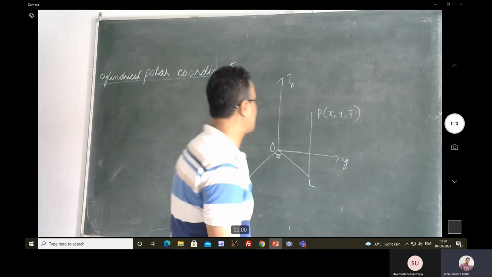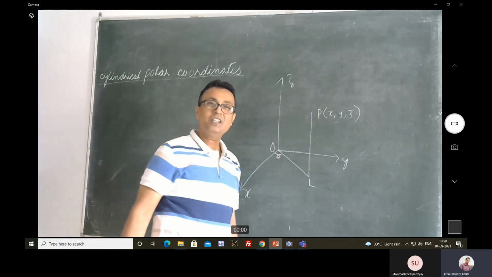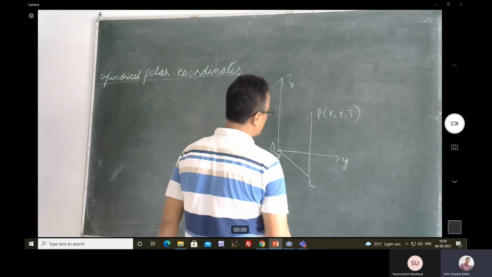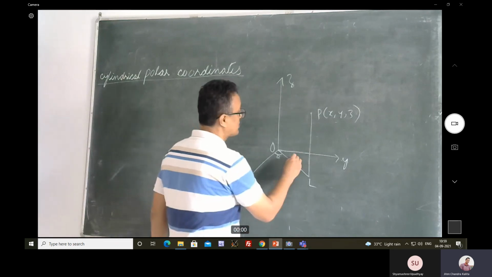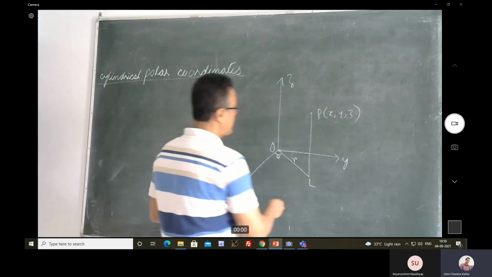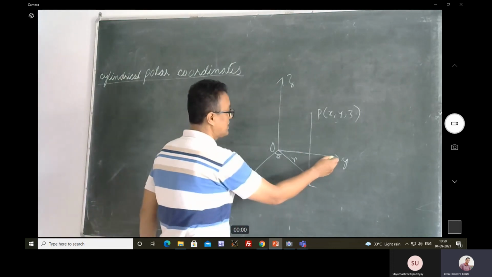Okay, let us imagine that this point P is lying on the surface of a cylinder. So what about that cylinder? When we consider the cylinder, we consider that the cylinder has radius r. Okay, so my situation is going to be something like this.